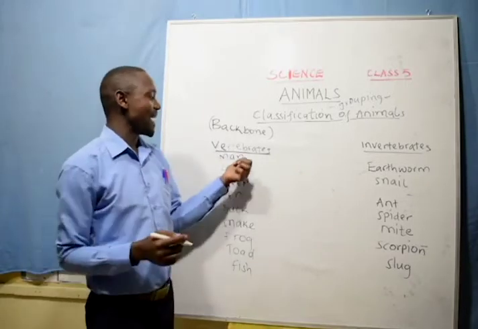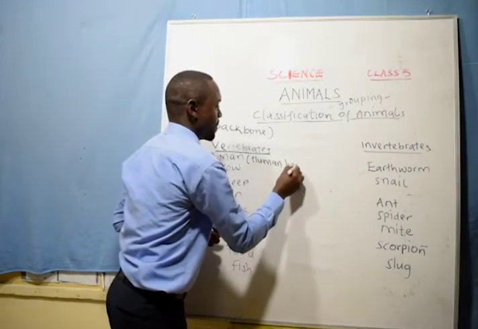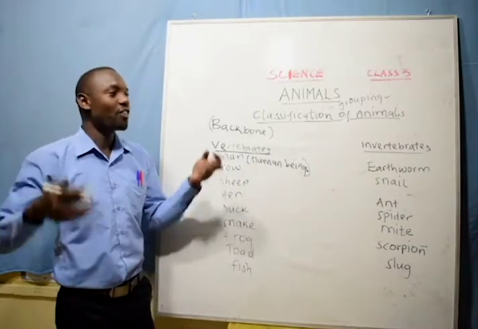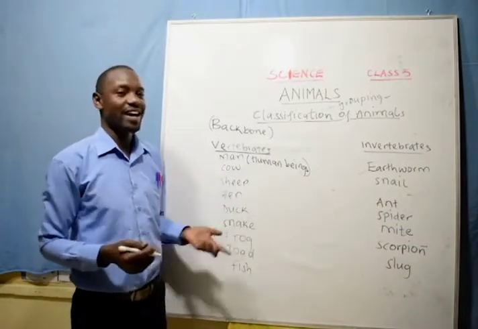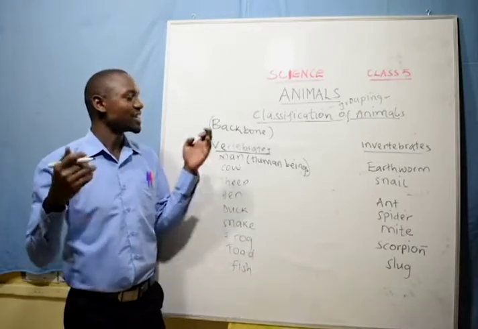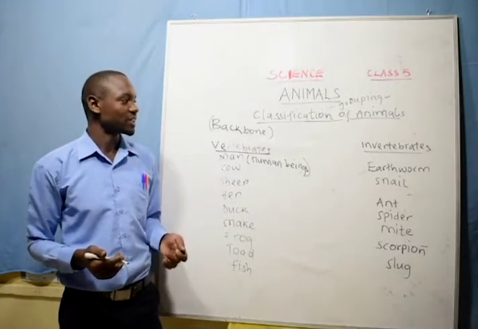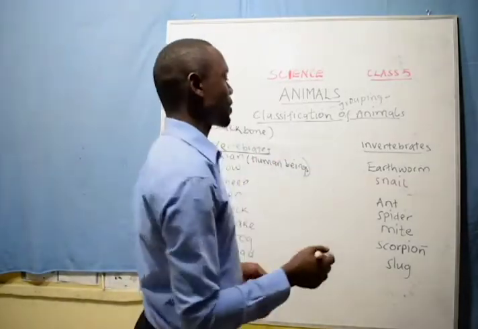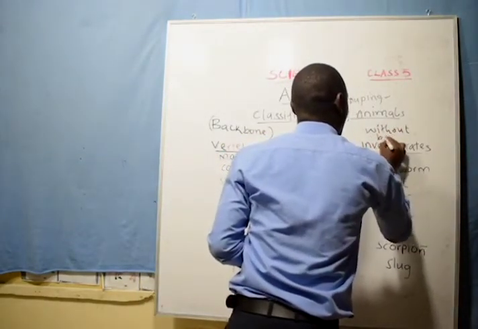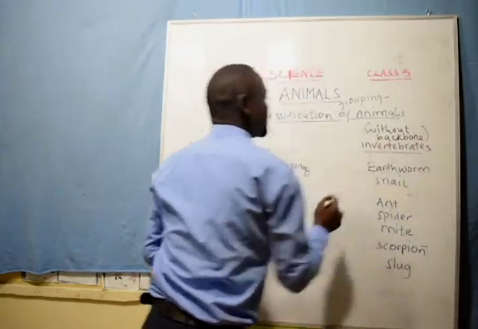Examples are man, that is the human being. Everybody has a backbone. We also have cow, sheep, all these big animals, and the hen or chicken, duck, snake, frog, toad, fish. There are very many. These animals with backbone are called vertebrates. The other animals, without backbones, are called invertebrates.